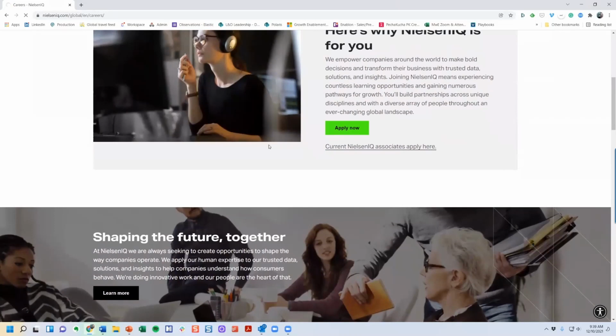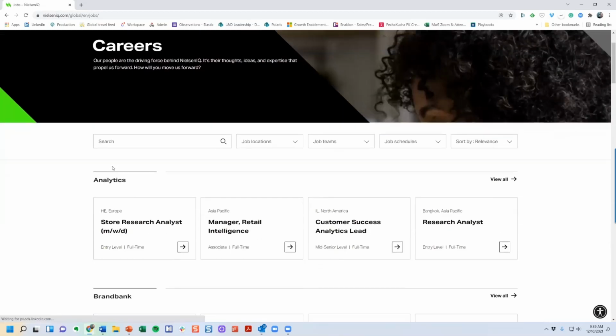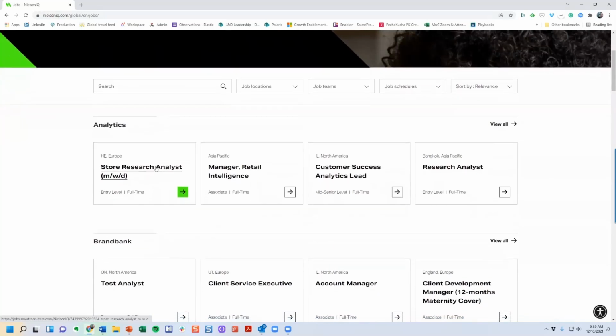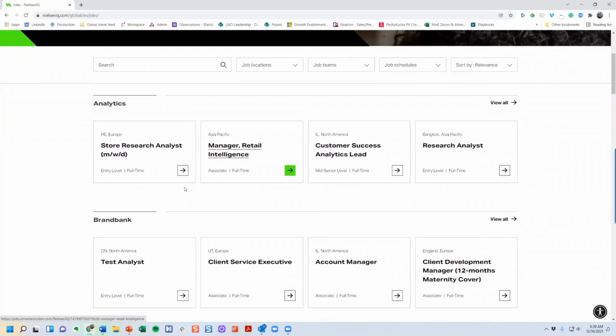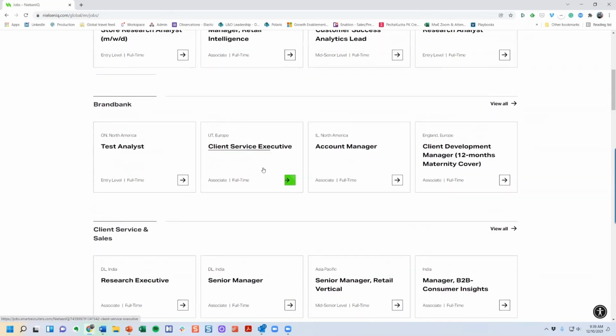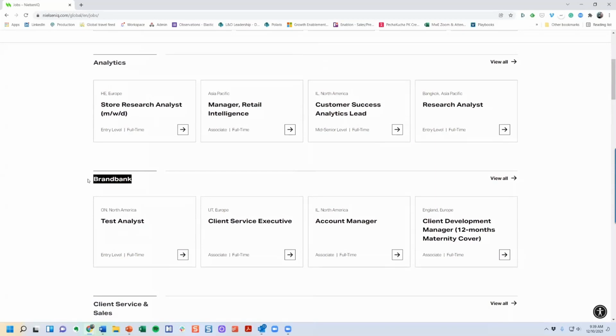So if I go to their careers page, what types of roles are open and what types of roles are they looking for? There might be some analytics roles, there might be some technology roles, oh, there's some analyst roles. These are all data driven. Test analyst, you can click on these. What is an account manager? What's the expectation of an account manager? What is brand bank? What is that?